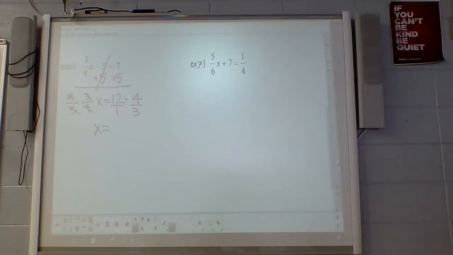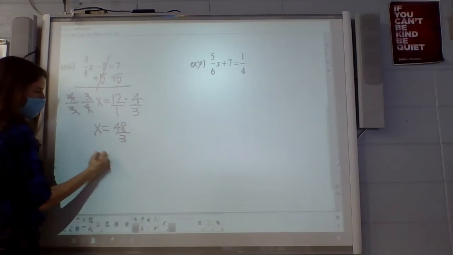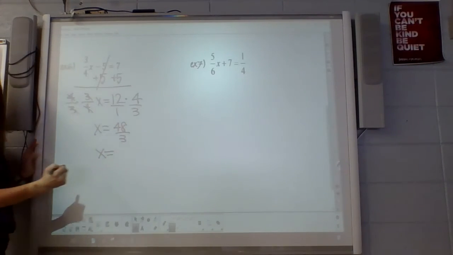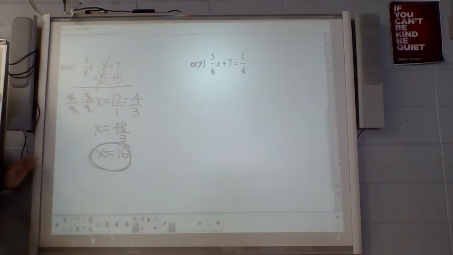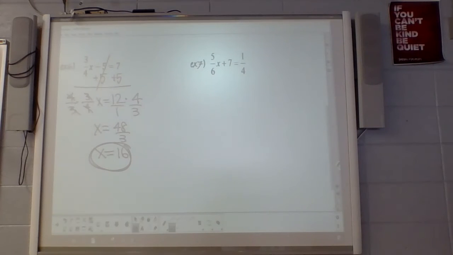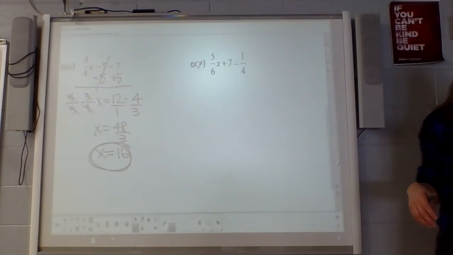So this becomes 12 times 4 is 48 over 3. And 48 over 3 is 16. That's one way to get the answer. Again, if you divided 12 by 3/4 in your calculator, it should have given you 16. Did anyone try it in their calculator? Did that work for you? Did anyone have any other way to do it?